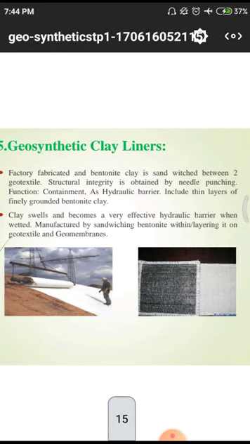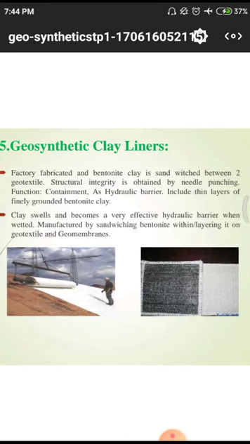First of all, factory fabricated bentonite clay is used. That means bentonite clay is sandwiched between the two geotextiles. Normally sandwich means between two layers we have to arrange another material, that is called a sandwich. We have to observe it in different ads. Sandwich means on the top and bottom we are having two buns, and in between the two buns some quantities of materials are arranged.